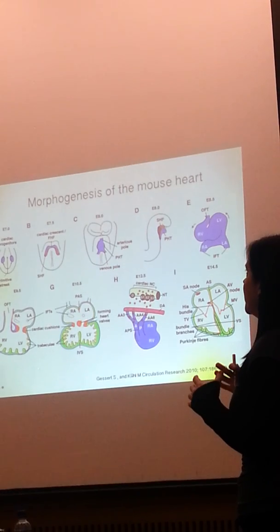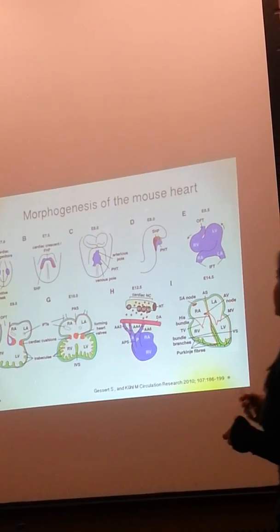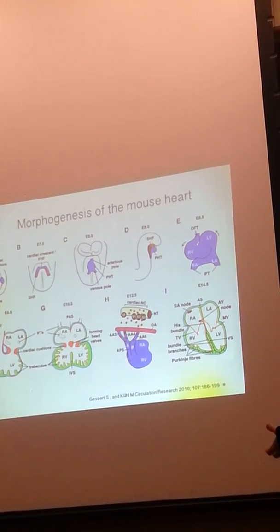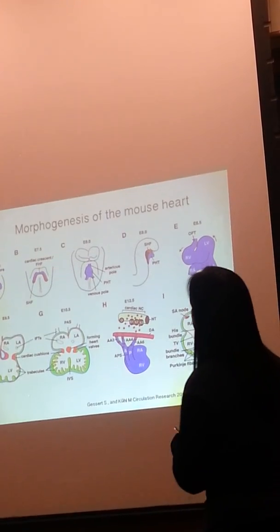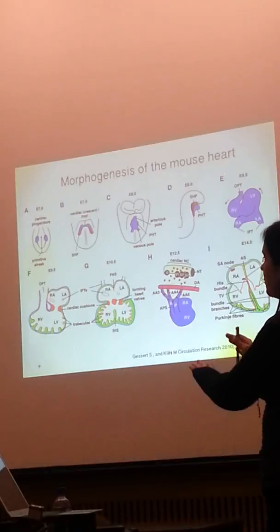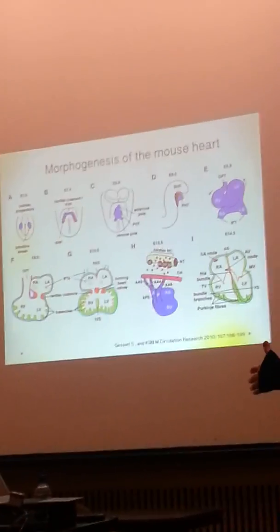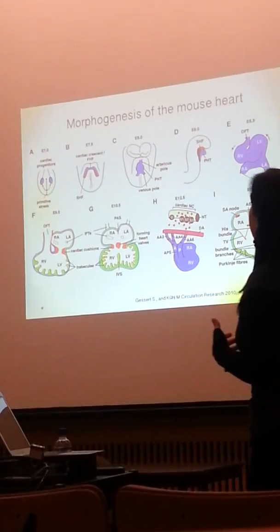Now let's move to a little more detail of the morphogenesis of the mouse heart. In the mouse, the gestational period is 20 to 21 days. This morphogenetic process happens in all mammals, but it depends on the timing, because the human and the mouse have different times for the formation of different portions.